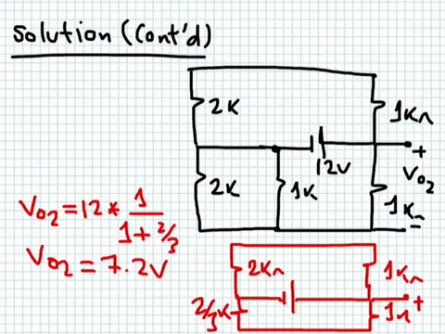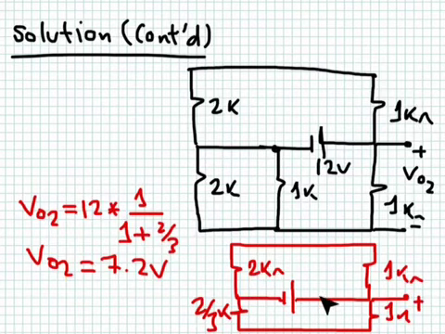Now we repeat the analysis again. We keep only the 12 volt source, we shorted the other voltage source, and we made the current source an open circuit. Now this is how the circuit looks. Of course, I have 2 kilo ohm in parallel with 1 kilo ohm here. These two combined will be equal to 2 over 3 kilo ohm. So this is how the circuit now looks.